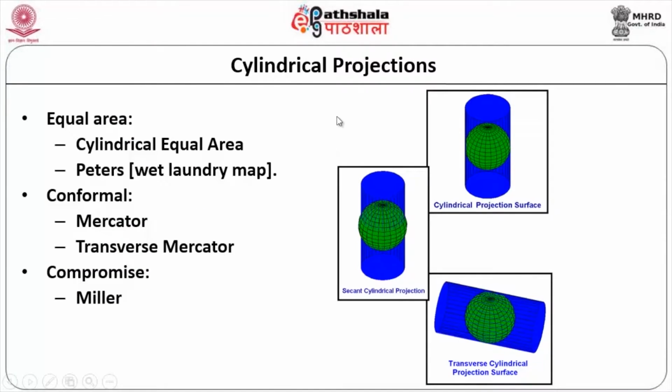Cylindrical projection. So, what are the types of projections in cylinder? If it is very close to your equator, we are going to use the cylindrical projection. It could be equal area, where the cylindrical equal area, you can see these are the various cylindrical projections. This is your secant cylindrical projection, this is the general secant projection, this is your transverse cylindrical projection surface. In this case the cylinder is vertical in nature, secant, and this is your transverse, where the cylinder is inclined with respect to the earth surface.